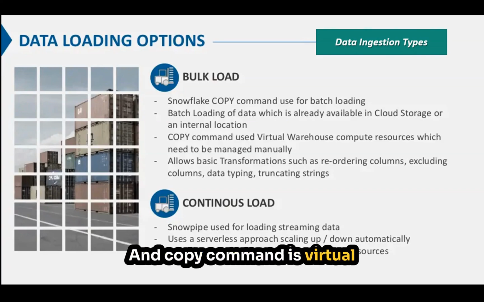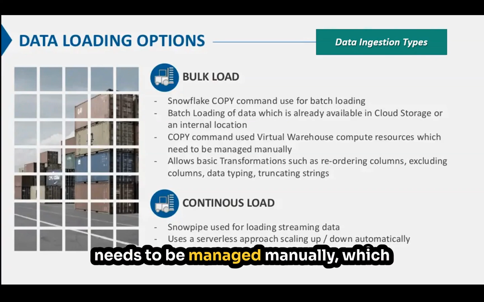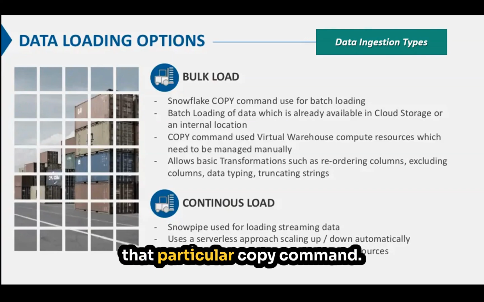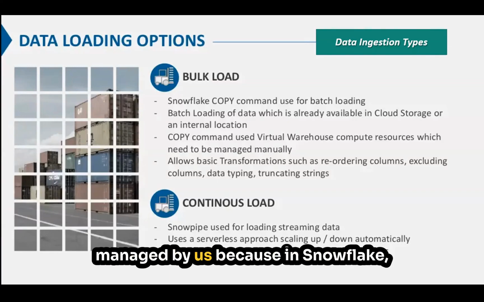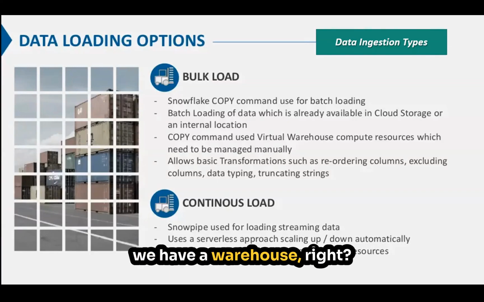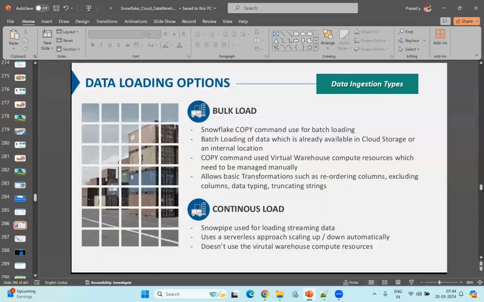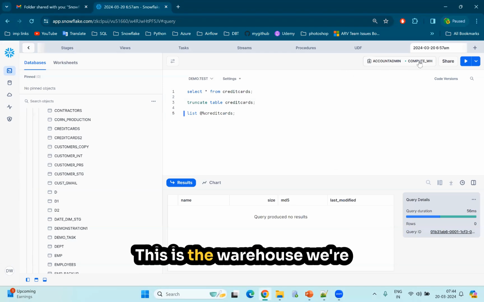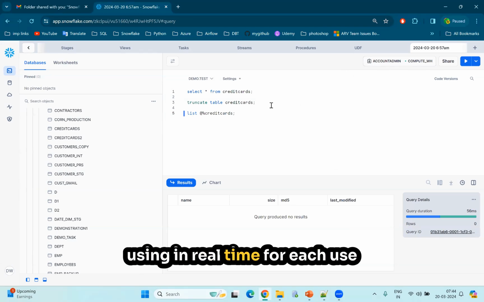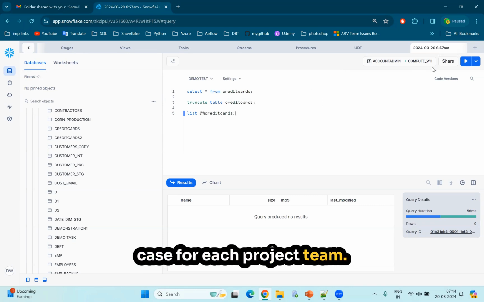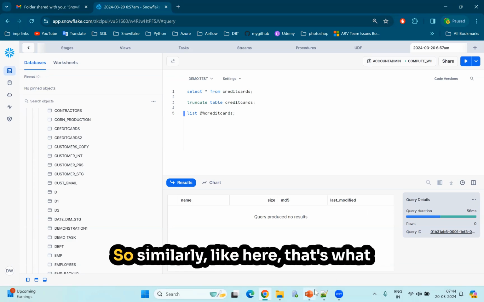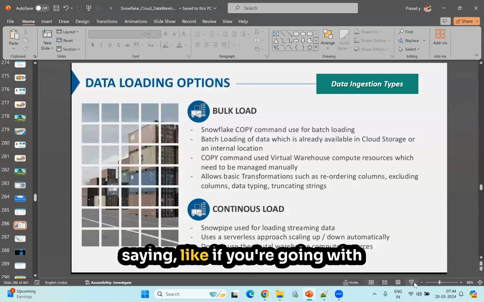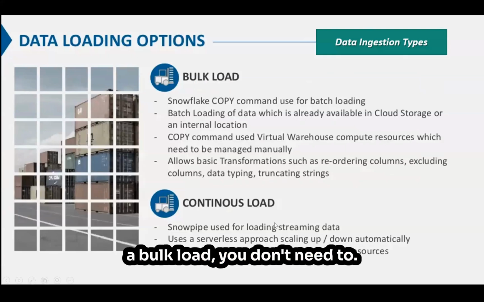And the copy command uses virtual warehouse compute resources, which need to be managed manually. Which means when we are executing that particular copy command, it will use some compute power, right? That compute power will be managed by us, because in Snowflake we have a compute warehouse. This is the warehouse we are using in real time. For each use case, each project team has their own data warehouse and they use that particular warehouse. Similarly here, if you are going with a bulk load, you need to manage the compute power.